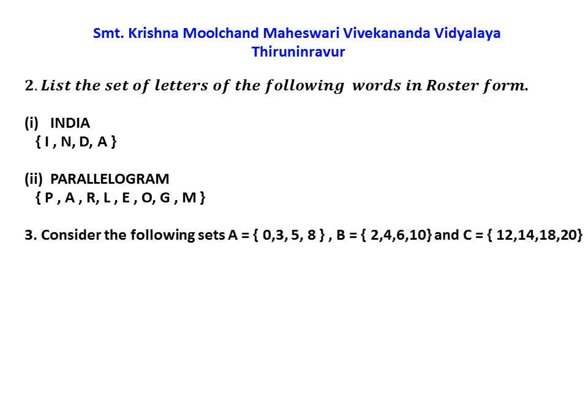That's all. Next one. Consider the following sets. The set A is {0, 3, 5, 8}. 0, 3, 5, 8 are the elements of set A. Next one B: {2, 4, 6, 10}. These are the elements of set B. C: {12, 14, 18, 20}. These are the elements of set C. Let us check. State whether true or false.